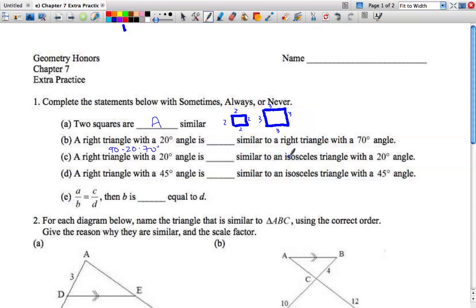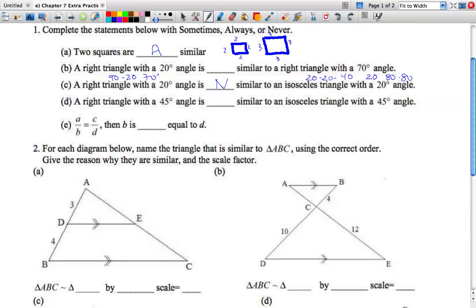And an isosceles triangle with a 20-degree angle could either be a 20-20, maybe the base angles are congruent, so that would mean the vertex angle has to be 140. So that's one setup for an isosceles triangle. The other one could be that the vertex angle is 20, which would mean what's left over from 180? 160. I'm sorry, 160. So that would mean each base angle would be 80 degrees. So if you look at this configuration, there is no way that these two triangles would have congruent angles. So the answer to letter C would be never.